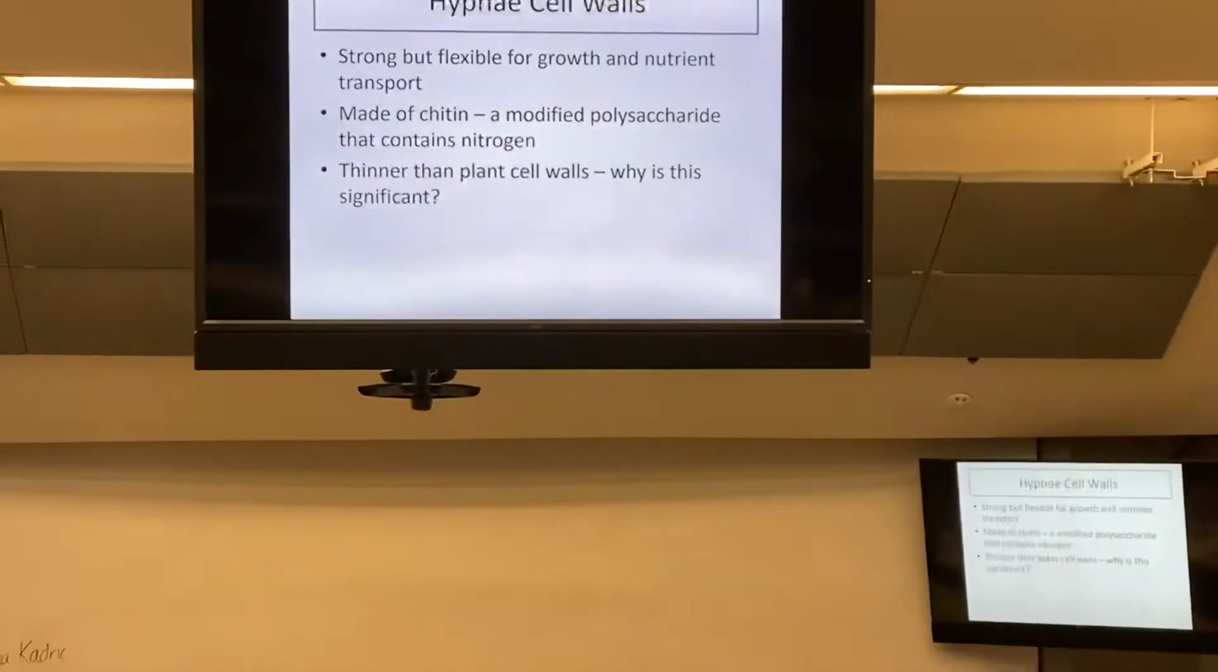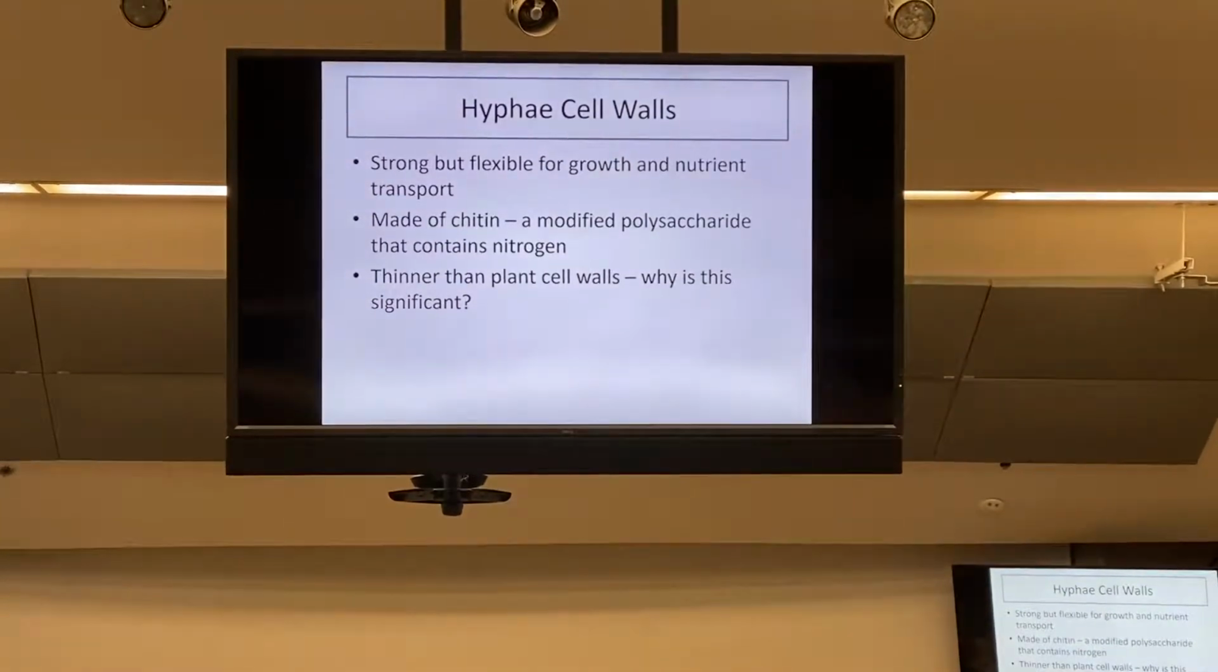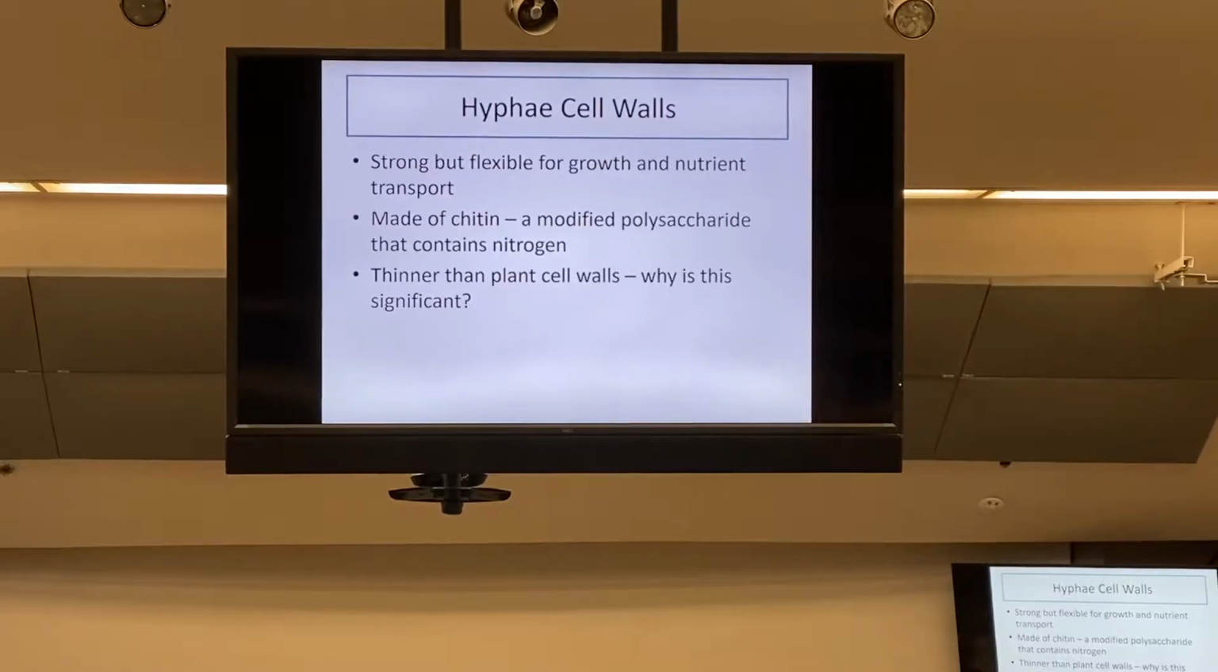So here is something that I want to give you a minute to talk about with your neighbor, which is that these cell walls of the hyphae are thinner than plant cell walls. I would like you for a minute to talk with your neighbor about why that might be useful for a fungus, given what you know right now about the hyphae.